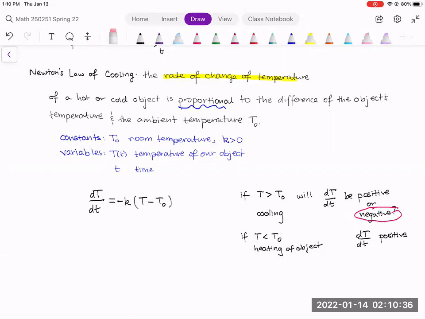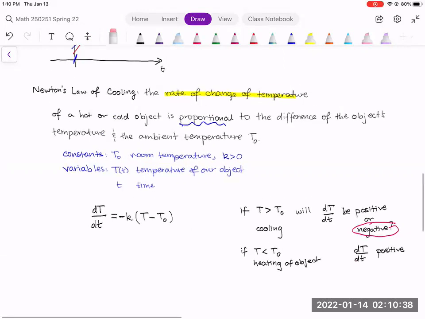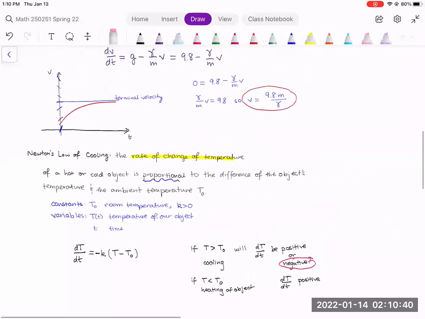And this is going to have quite a similar picture to the velocity picture that we had seen in the drag example. Right? Here our equilibrium is going to be when the temperature of the object is actually equal to the ambient temperature.